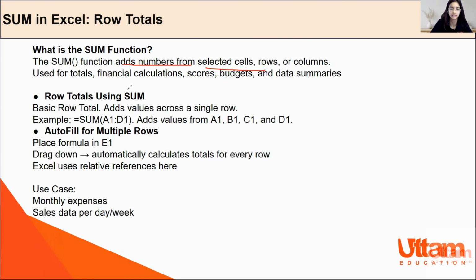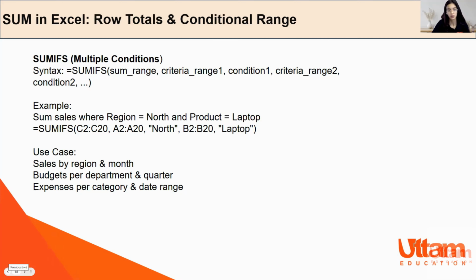Then you have the sum function with if. So we have something called SUMIF. Then you have SUMIFS. And then we also have something called SUMPRODUCT. Sometimes we want to add the values, but with conditions. Then we will use SUMIF or SUMIFS. If it is one condition, it will be SUMIF. If it is multiple conditions, it will be SUMIFS. And after that, it will be SUMPRODUCT.